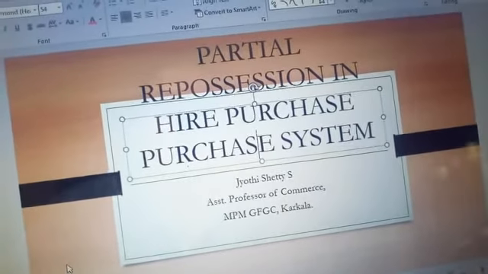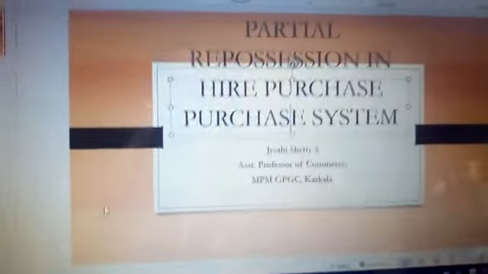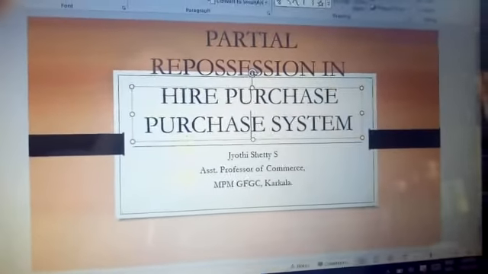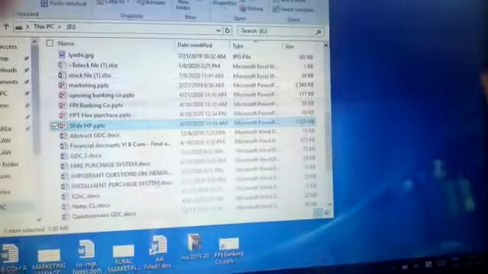Open the ledger accounts in the books of both the parties. So we will see the solution.